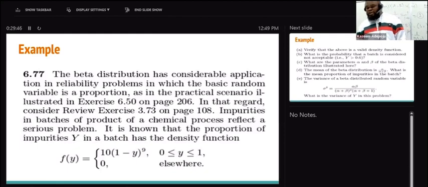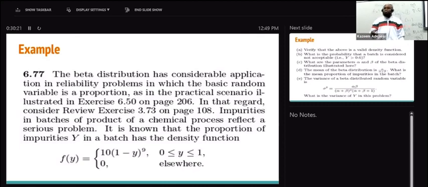The beta distribution has considerable application in reliability problems in which the basic random variable is a proportion. I told you, proportion lies between 0 and 1, right? That's a probability. As in the practical scenario illustrated in exercise 6.50 on page 206 of the textbook that we're using. In that regard, consider review exercise 3.73. Now they're talking about impurities in batches of a product of a chemical process. Let me reflect a serious problem.